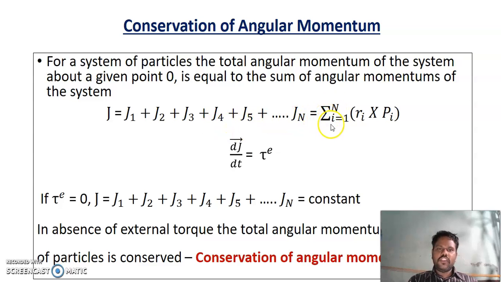which is given by summation of Ri cross Pi. The rate of change of angular momentum is known as torque. If external torque is equal to 0, then the total angular momentum is a constant of motion. So, in an absence of external torque, the total angular momentum of a system of particles is conserved, and this is known as conservation of angular momentum.